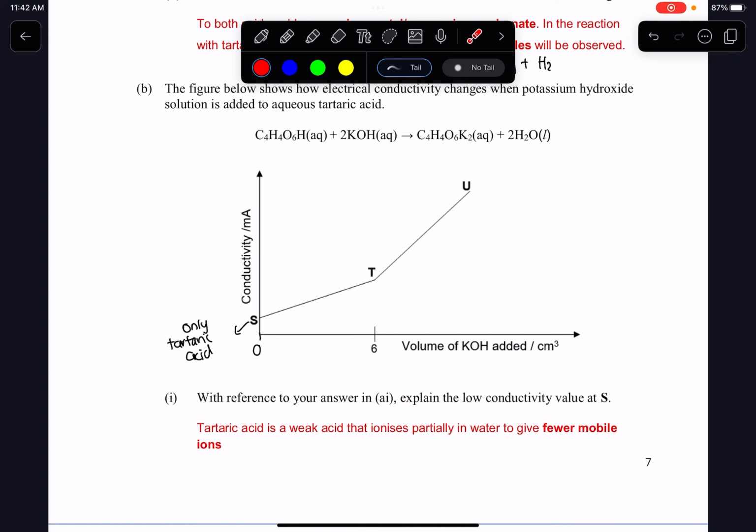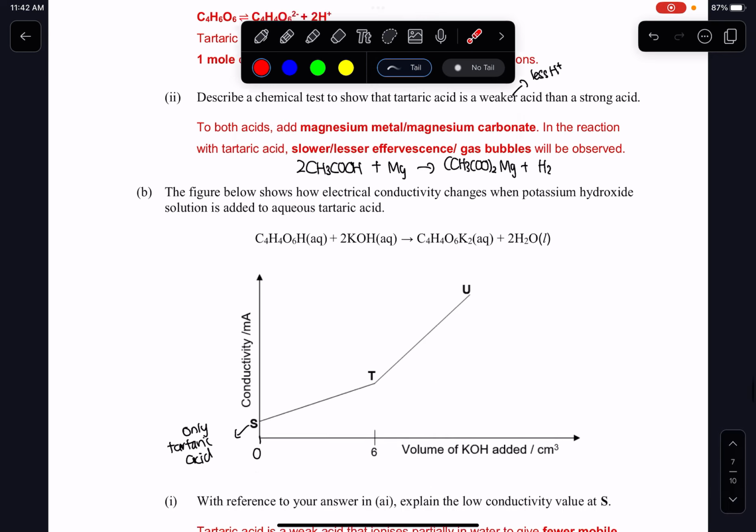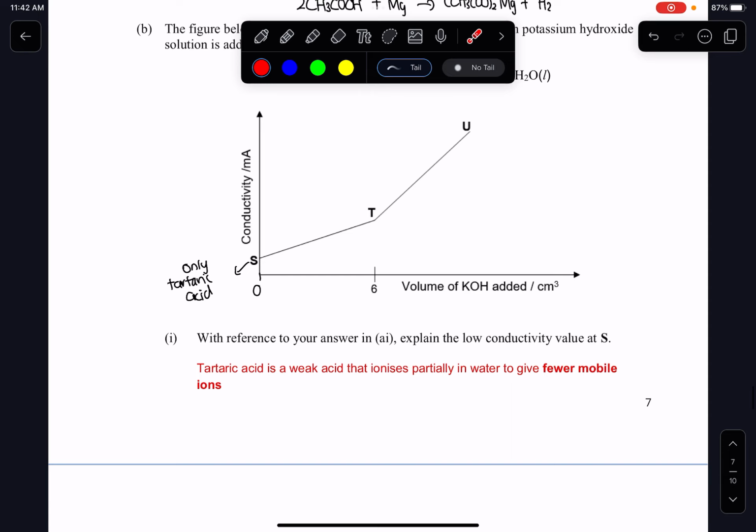A lot of you didn't refer back to the previous answer, whereby you have to talk about the partial ionization. You just wrote in your own words. So you have to tell me that tartaric acid is a weak acid, ionizes partially in water to give fewer mobile ions to conduct electricity. Therefore, the conductivity, while present, is low. Some of you said that there's no conductivity at all. Not true. As long as I have H plus, mobile ions or mobile electrons present, I can conduct. It's just that the more I have, the better my conductivity.